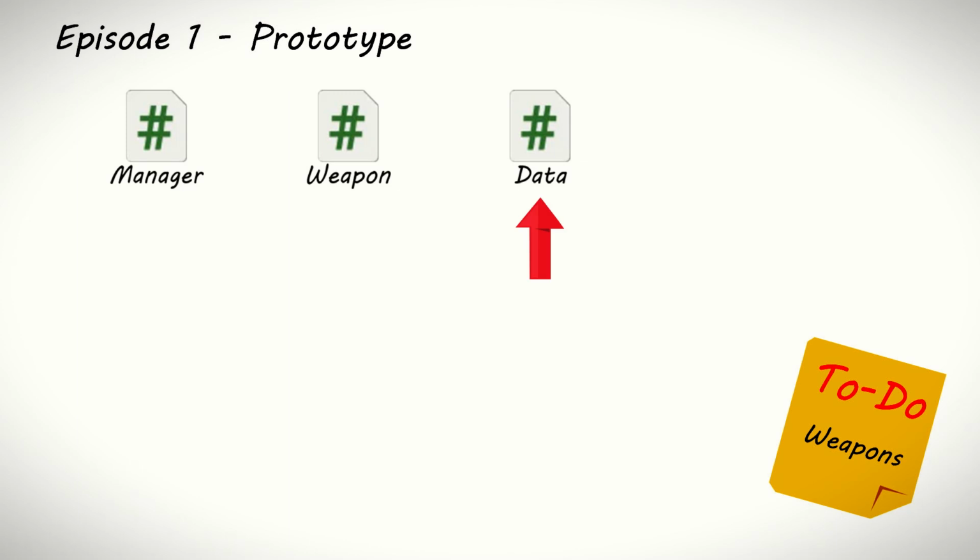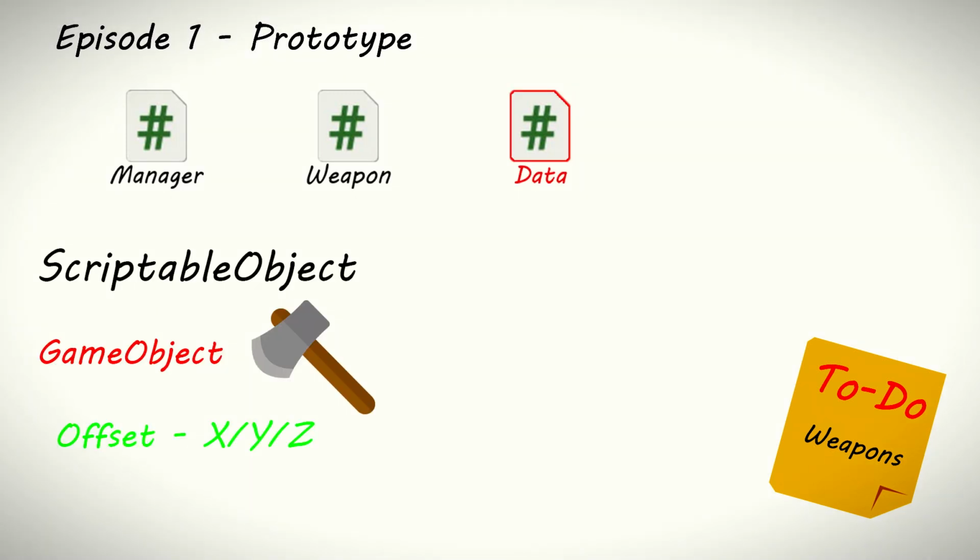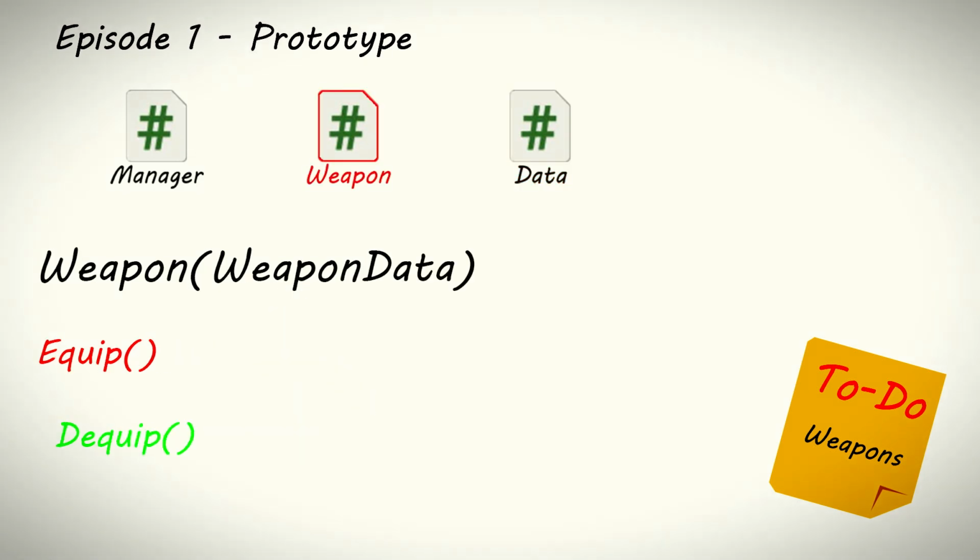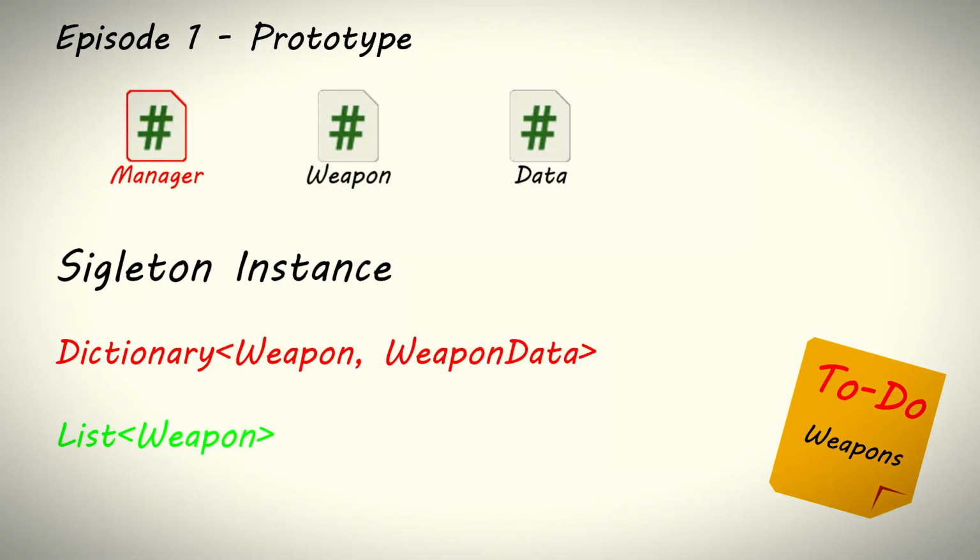You have 3 scripts, a weapon data script, a weapon script, and a weapon switching manager script. The weapon data script inherits from scriptable object. It has a game object for the actual prefab of the weapon and a vector3 for the weapon offset. The weapon script has a weapon function which takes in a weapon data. It also has an equip and unequip function. The weapon switching manager has a dictionary holding different weapon datas and weapons respectively. This acts as your weapon inventory.